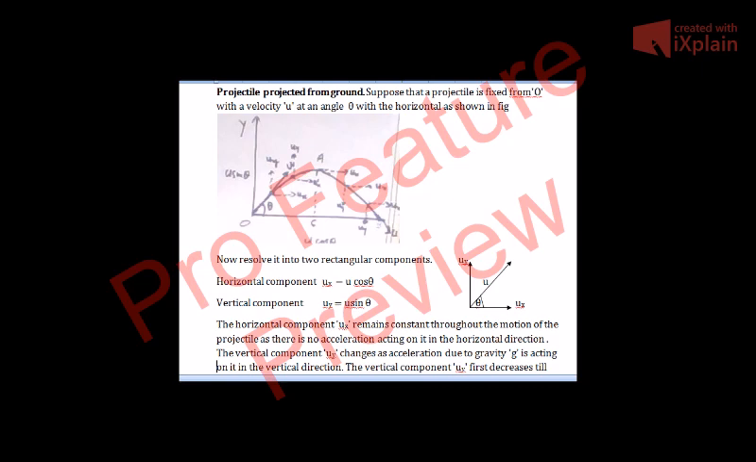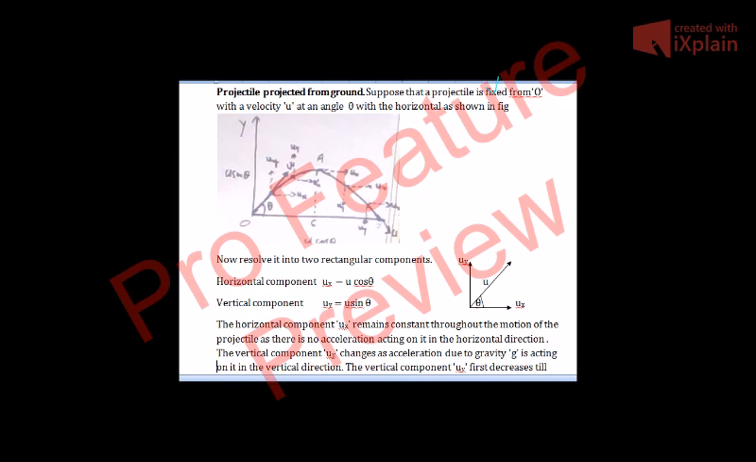Suppose that a projectile is fired from point O. Remember this thing, it is fired from point O with an initial velocity u at an angle theta with the horizontal as shown in the figure. Yesterday we gave the initial velocity u in the horizontal direction, but today the initial velocity u is making an angle theta with the horizontal direction, as you can see from the figure.